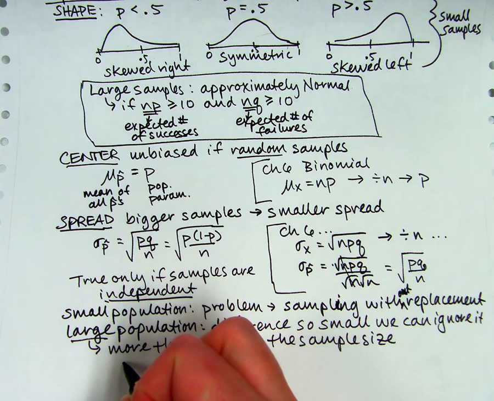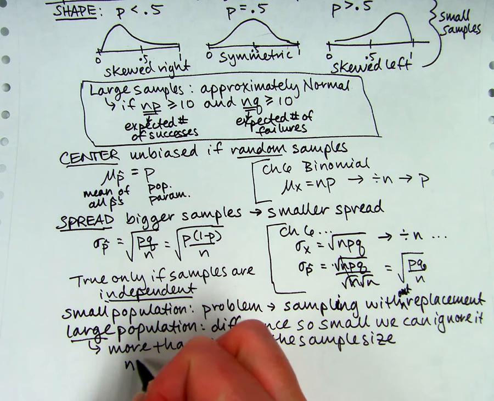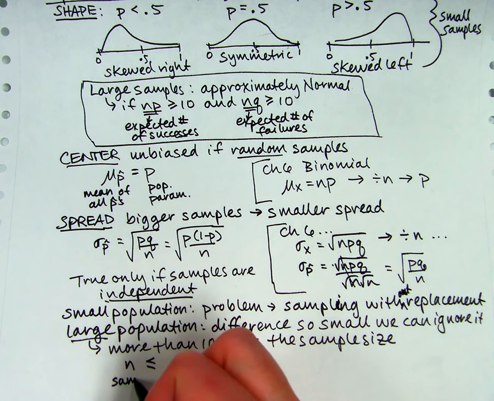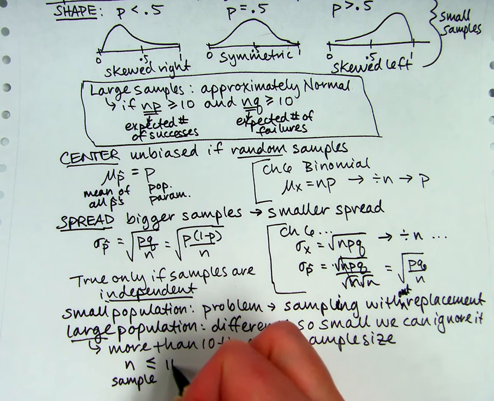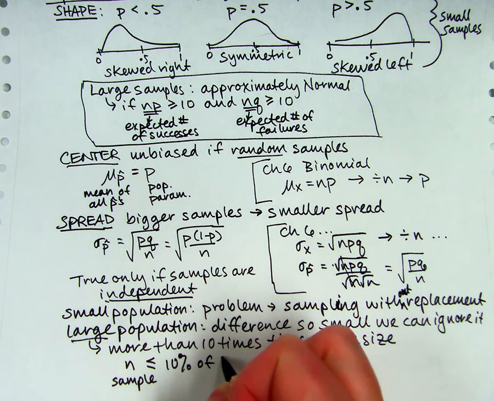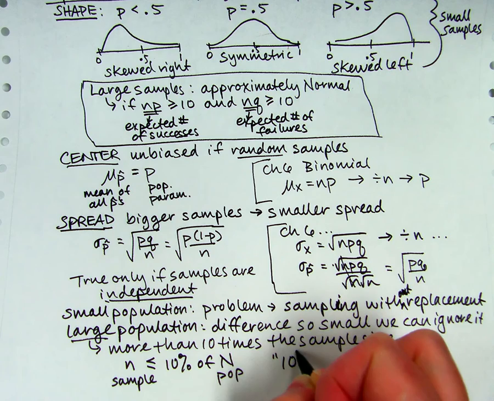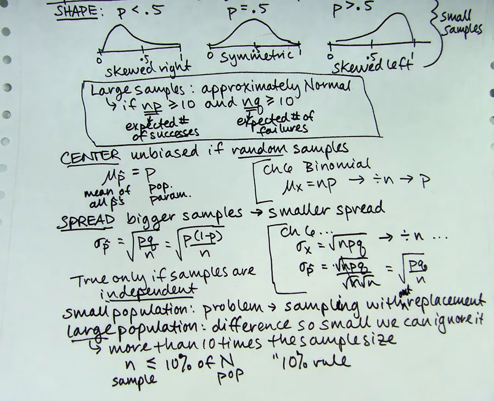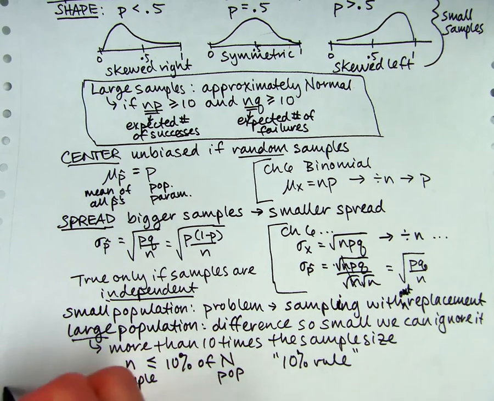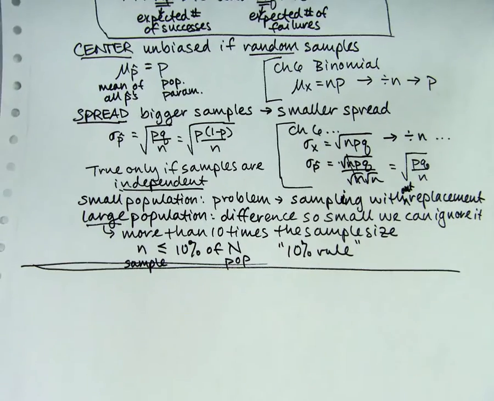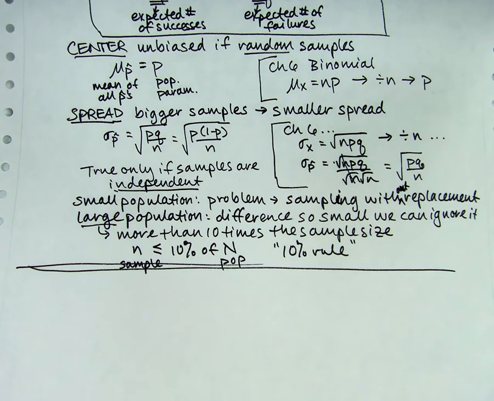I'm going to write this in formula form also. This is n has to be less than or equal to, that's the sample n, 10% of capital N, which is the population, and that's sometimes called the 10% rule. So we'll come back to those conditions later in the year, and they'll keep coming back. I'm just going to warn you.